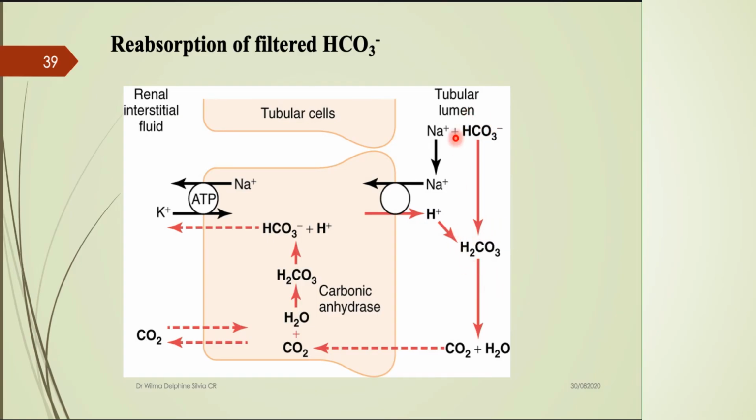The filtered bicarbonate combines with hydrogen ion in the tubular fluid to form carbonic acid, which in presence of the carbonic anhydrase present in the brush border of the cell wall dissociates to form carbon dioxide and water. This carbon dioxide diffuses into the cell, and carbon dioxide within the cell would again combine with water to form carbonic acid, which dissociates to form hydrogen and bicarbonate. So this bicarbonate is entering into the renal interstitial fluid.